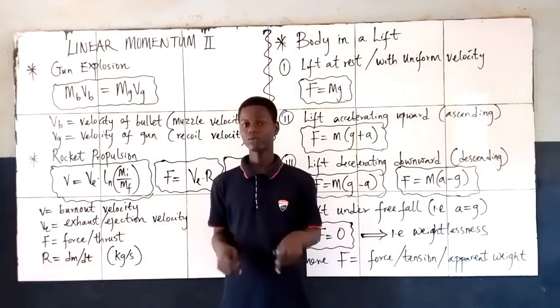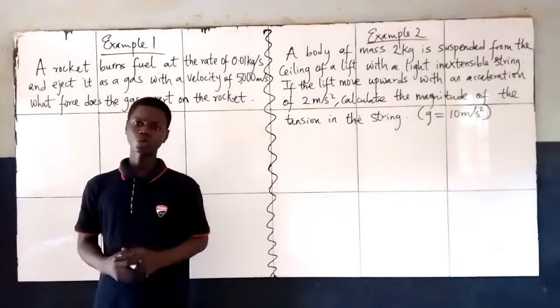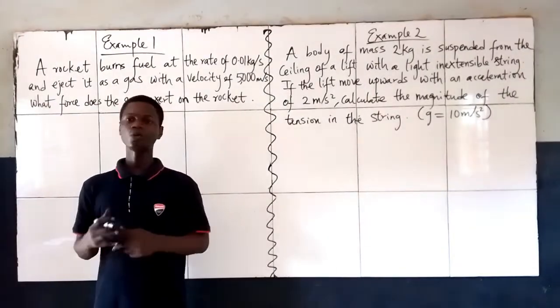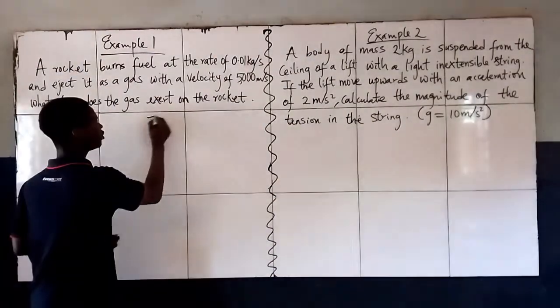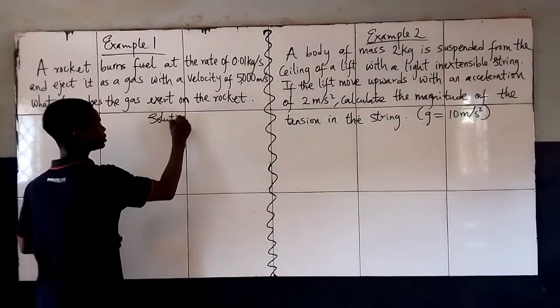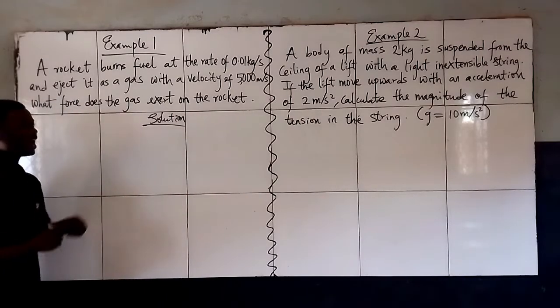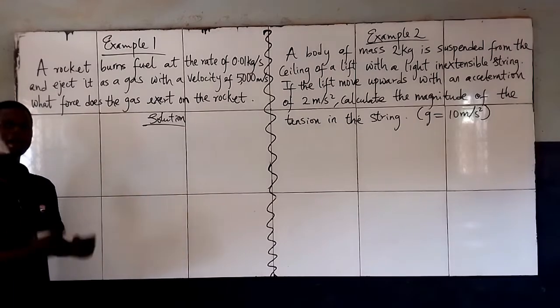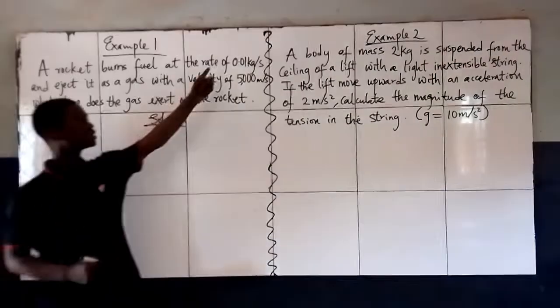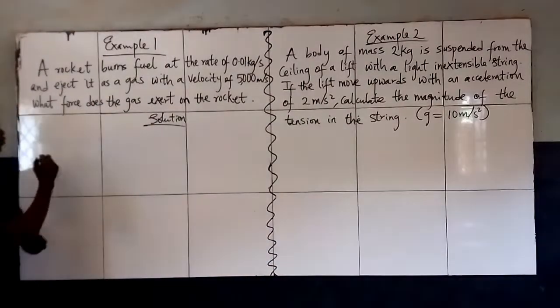Let's have them now. Alright guys, these are the two questions we're asked to solve under linear momentum. So without wasting time, let's get started. For the first question, it reads, a rocket burns fuel at the rate of 0.01 kilogram per second. Now this is rate and this is the unit, kilogram per second. So that's the first derivative.